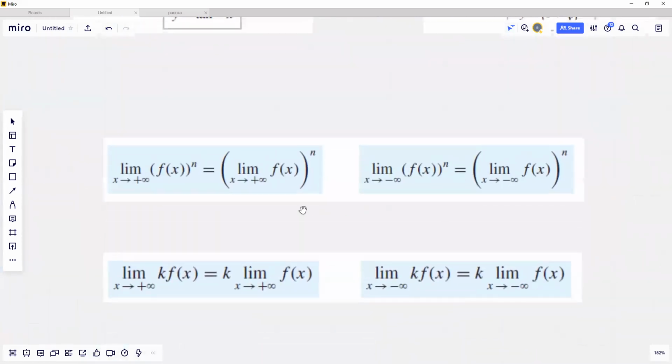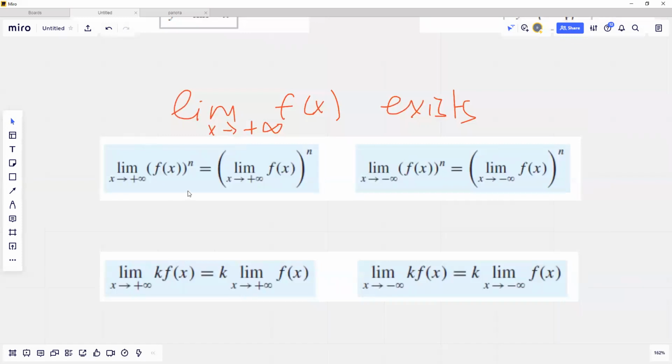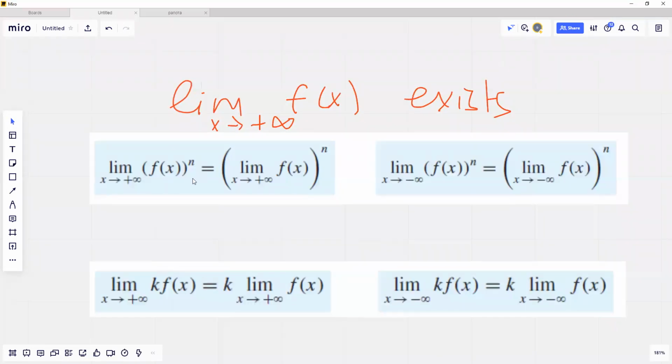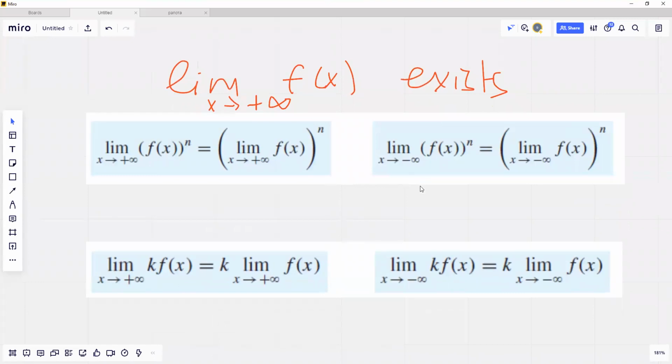All right, now several other properties. Let's assume that the limit as x increases without bound of f of x exists. Then the following four properties are going to hold true. We can move a power across the limit sign. So the limit of f of x to the power of n is equal to the nth power of the limit of f of x. And similarly this will hold true when the value of x decreases without bound.